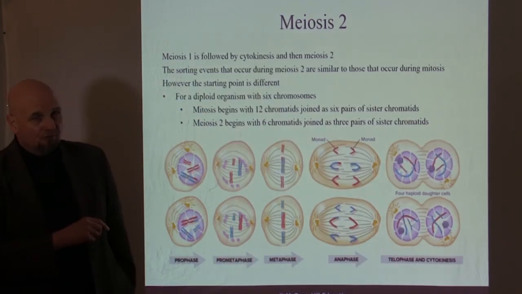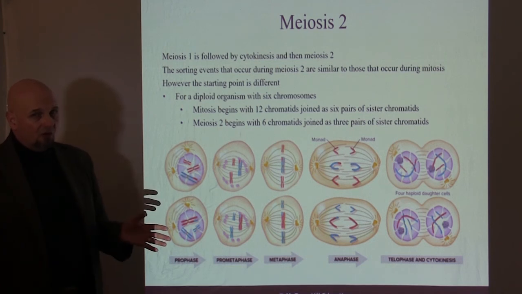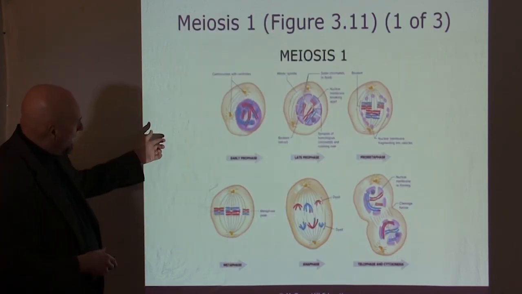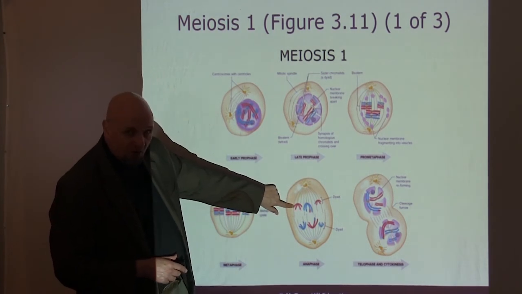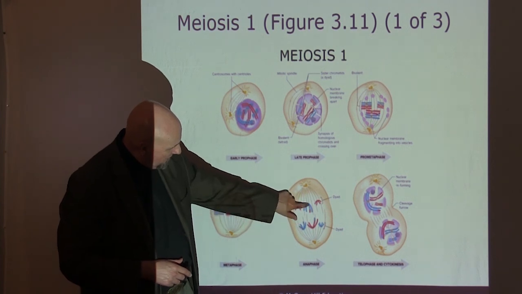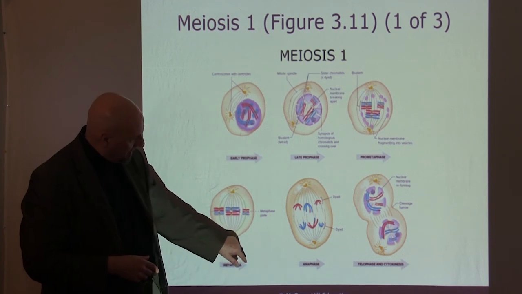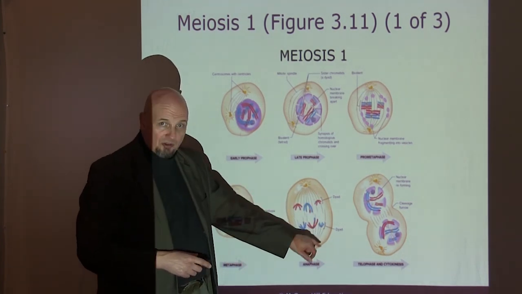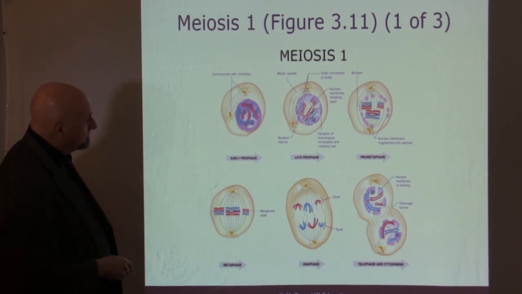Now meiosis 2. In meiosis 2, we've already separated the homologous chromosomes. That's what happened here. Notice how they still have an X shape to them, so they still have sister chromatids. This one is homologous to that one, and that one's homologous to that one. Notice how the DNA has been exchanged here. So this is one dyad and this is the other dyad. The homologous dyads have been separated from each other.